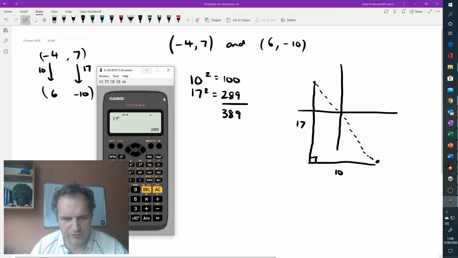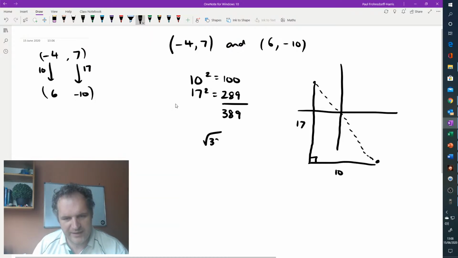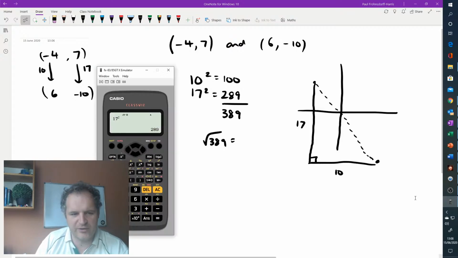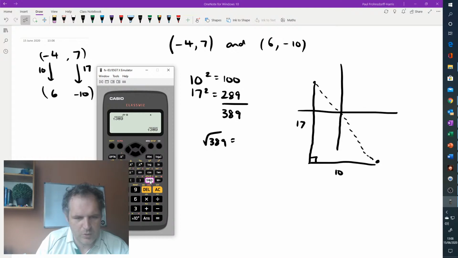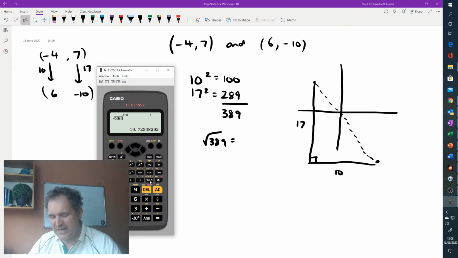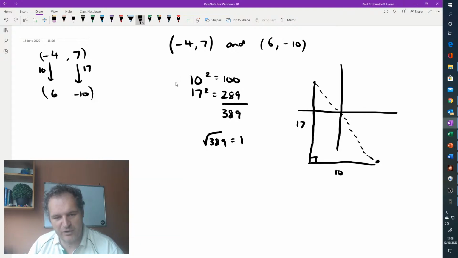So we want the square root of 389. And we're gambling on 19.7. Square root of 389. 19.7.